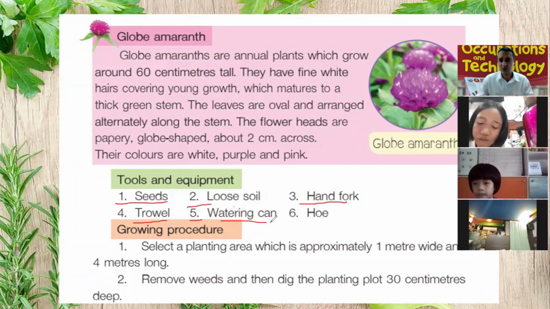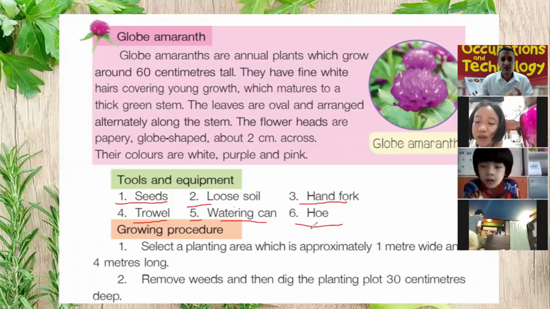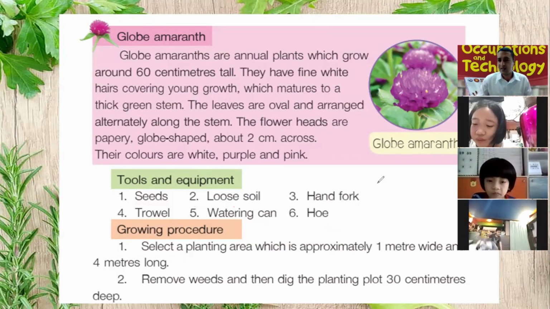So we are going to use water. With the help of a watering can, we can give water to the flowers. All right, the 6th equipment we require is a hoe. We actually use the hoe for digging, to dig the soil. So these are the 6 tools and equipment which are required for growing globe amaranth.